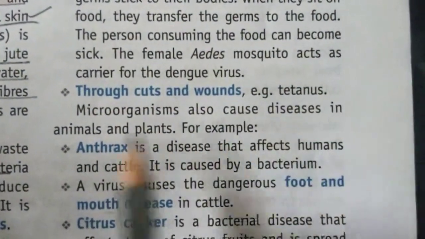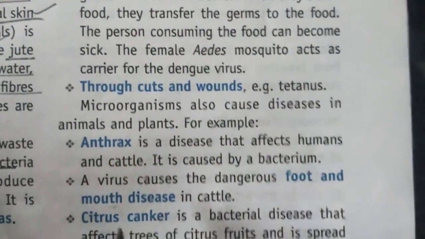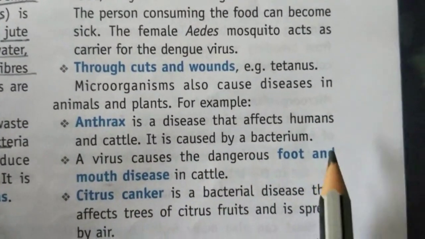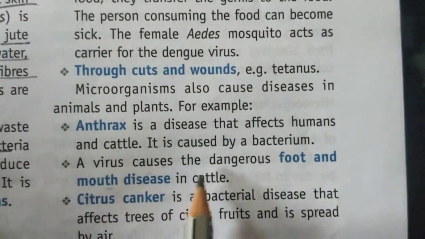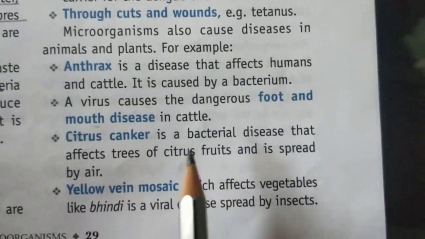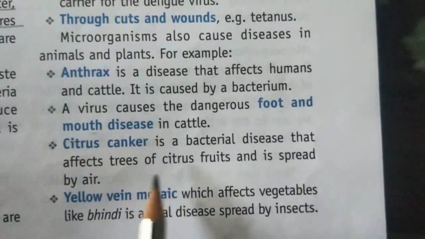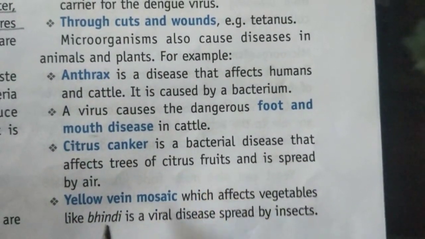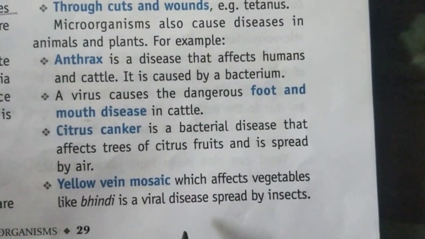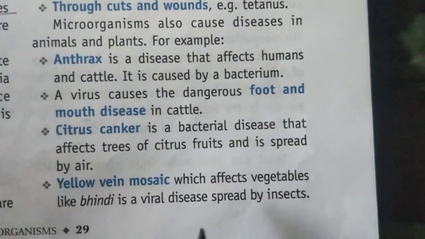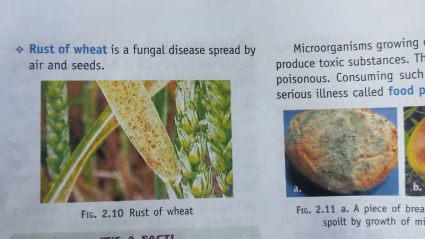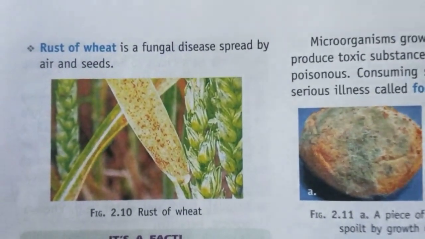Microorganisms also cause diseases in animals and plants. For example, anthrax is a disease that affects humans and cattle. It is caused by a bacterium. A virus causes the dangerous foot and mouth disease in cattle. Citrus canker is a bacterial disease that affects trees of citrus fruits and is spread by air. Yellow vein mosaic, which affects vegetables like bhindi, is a viral disease spread by insects. Rust of wheat is a fungal disease spread by air and seeds.